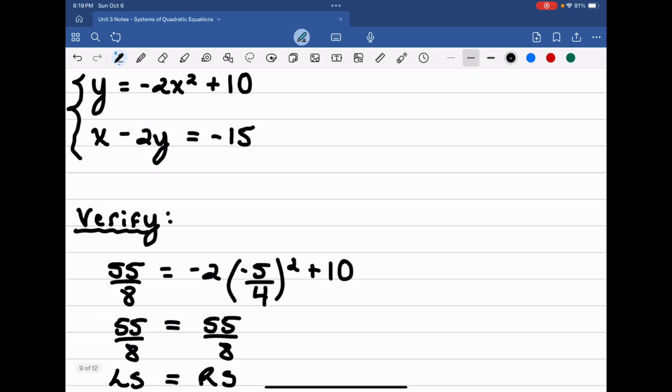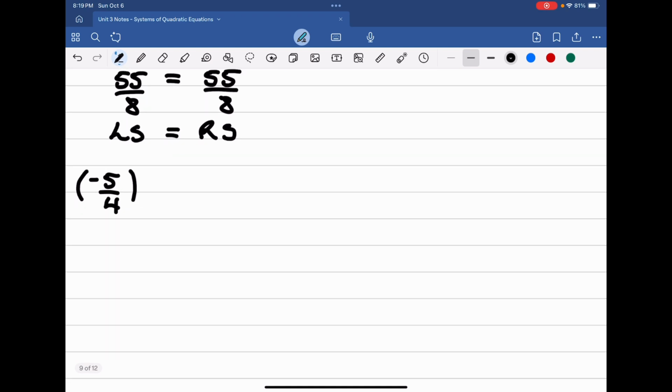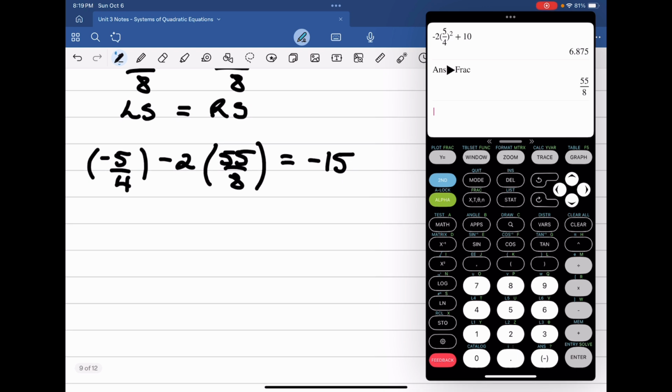Now what we got to do is verify it for the second equation. When we plug in the x value here, this is going to be x is negative 5 over 4. Then for our second piece here, it's negative 2y, or 2 times the 55 over 8, is equal to negative 15. Now what we're going to do from here is just type this into the calculator to make sure it's all good.